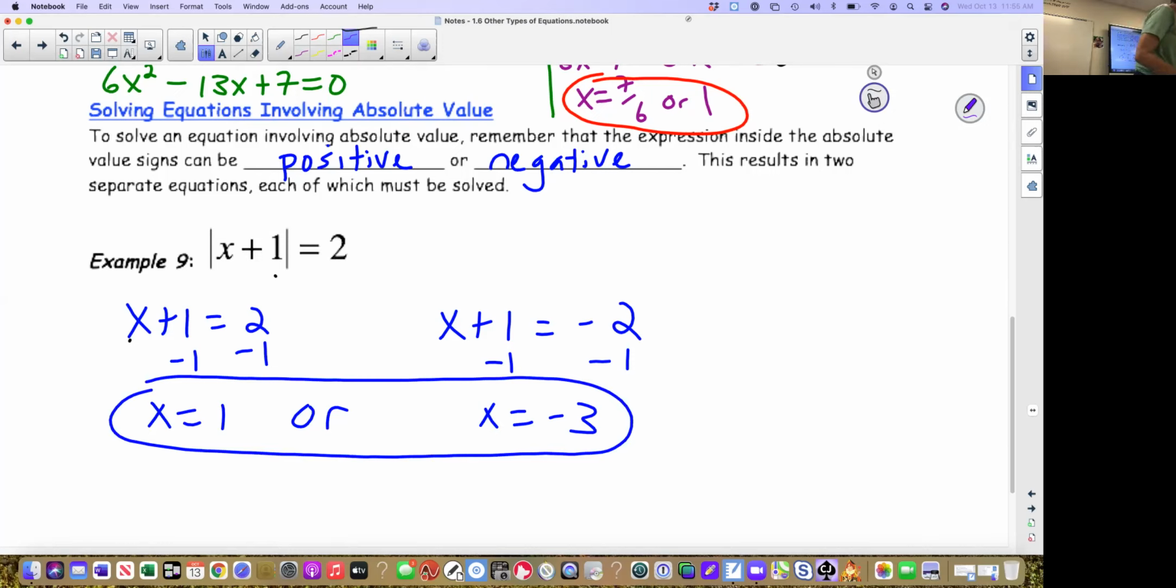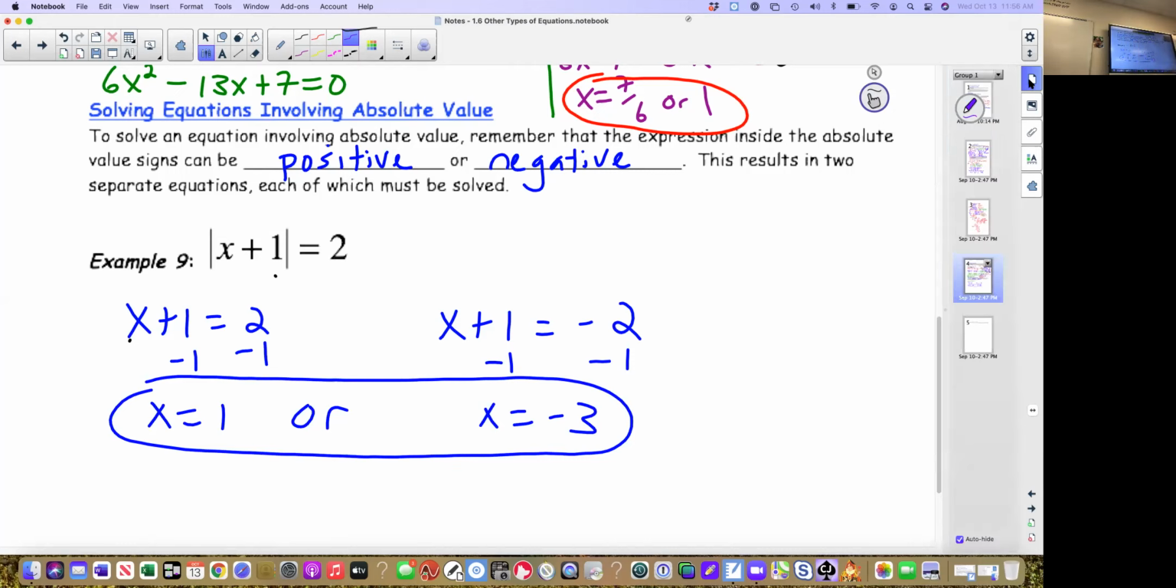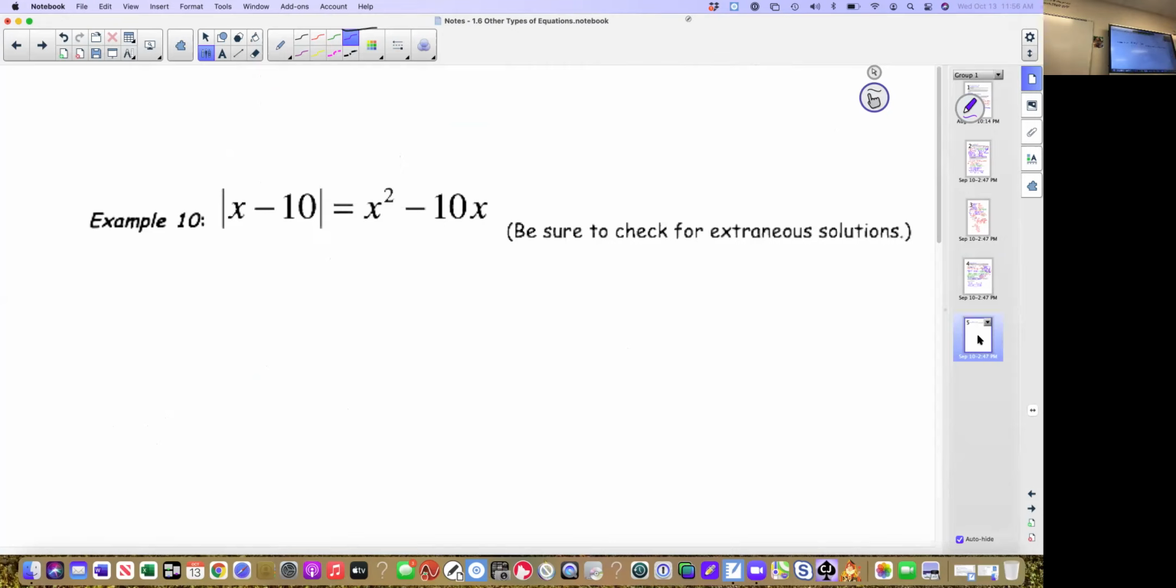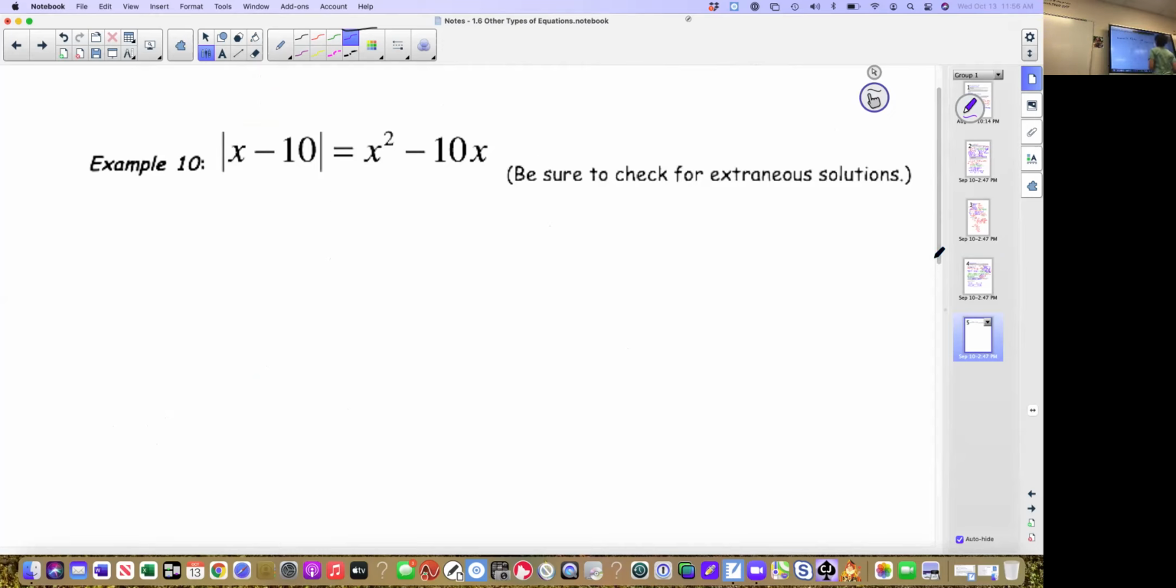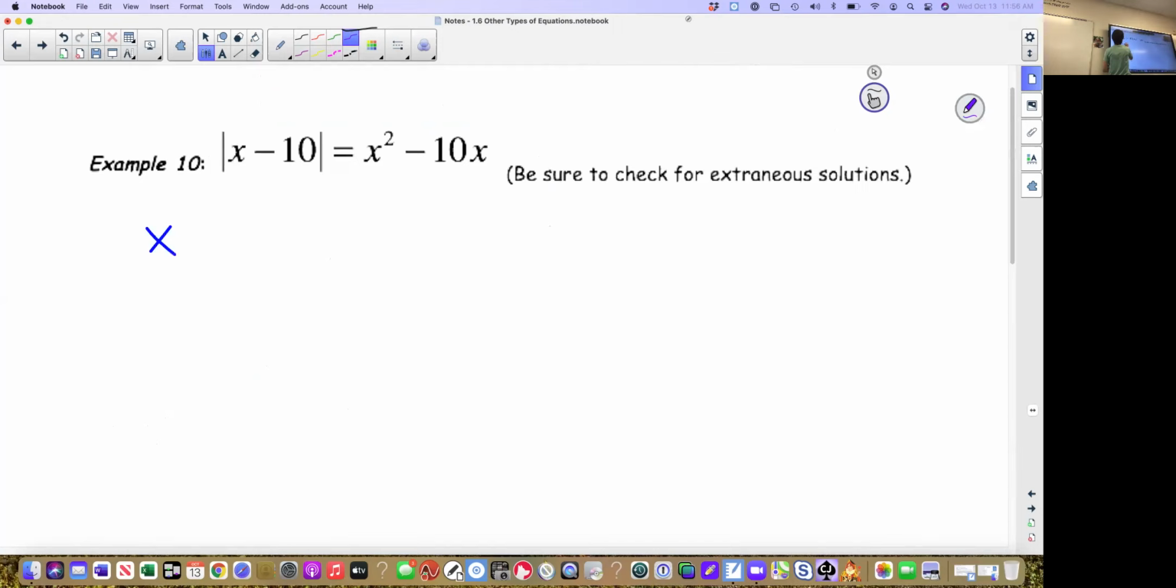All right, this next one is more complicated, but the concept is the same. So we need to write our two equations. Adi, you want to help us? Okay, so what are our two equations? It'll be x minus 10 is equal to x squared minus 10x. Good. And for the other, minus 10 x squared, is it plus 10x?